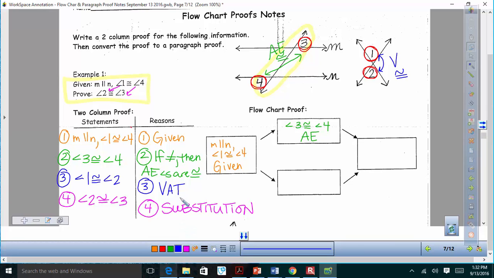Then my third step would go in this bottom one, so angle 1 is congruent to angle 2, and I'd put the reason that. And then my last would be angle 2 is congruent to angle 3, and that's by substitution, but you can just write sub.